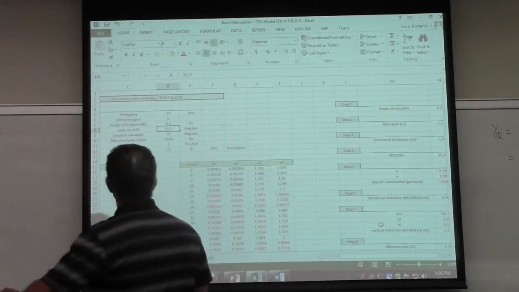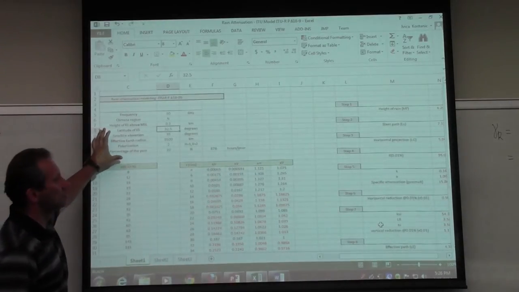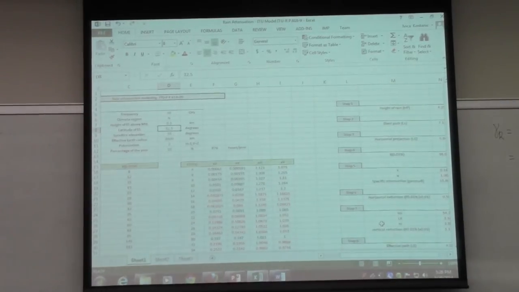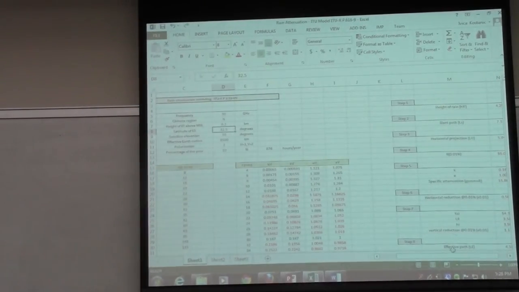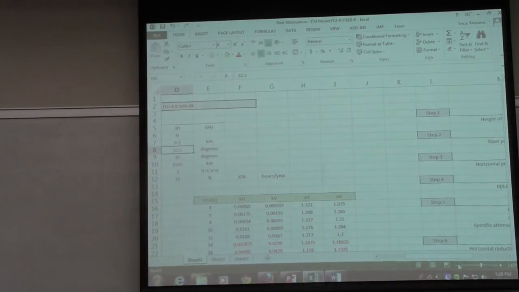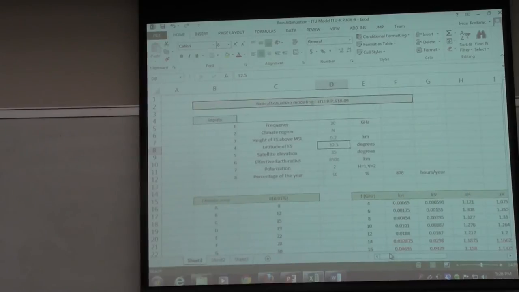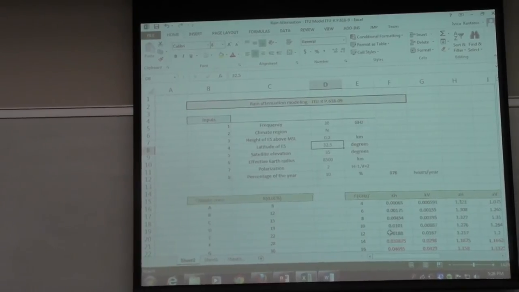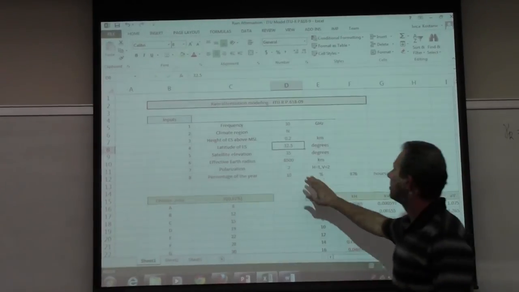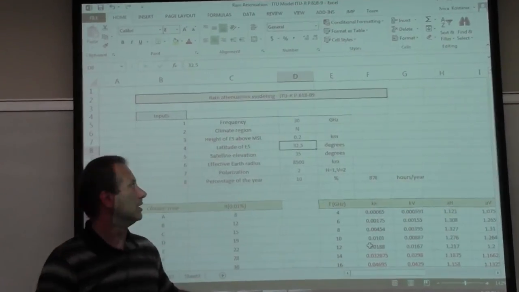So here's how you design a link. Can you see it, or is it too small? Let me go first to the input section. Can you see this now? All right. So here are the inputs. You're going to specify what is your operating frequency. What is the frequency of the link, right?